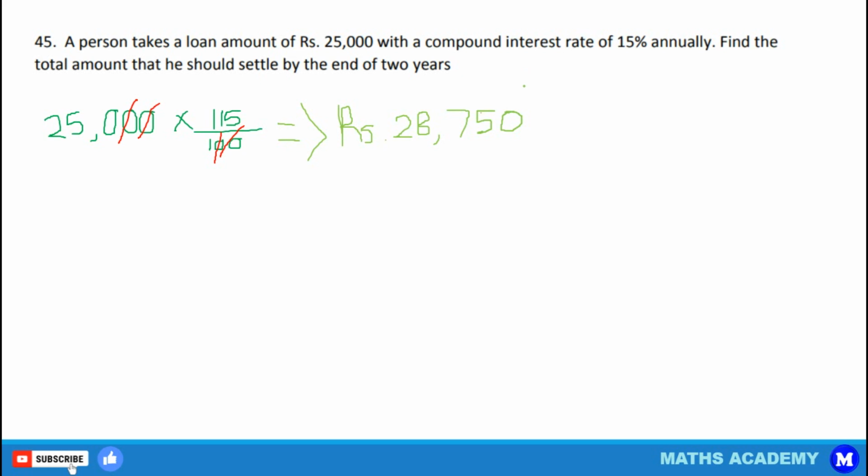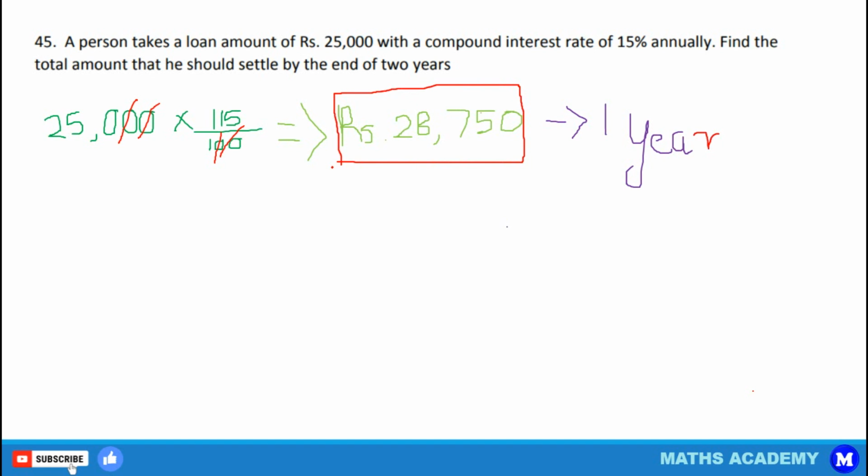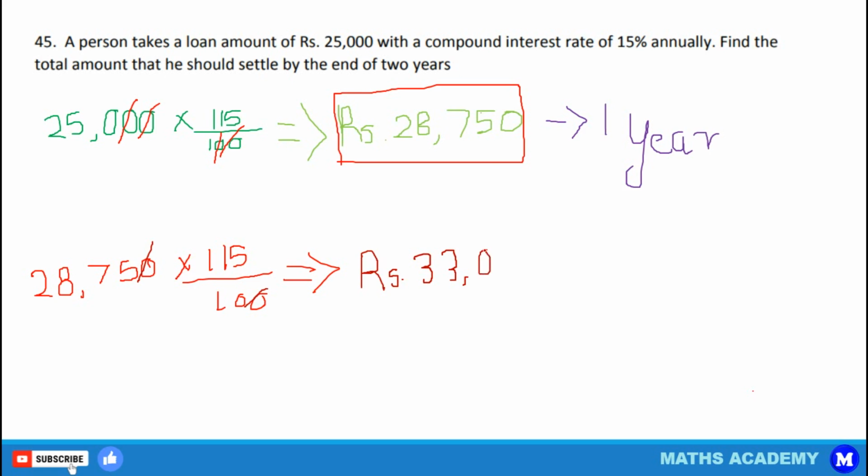So now let's find the amount to be paid in the second year. So to find that, you should take this amount, that is 28,750, and you should multiply it with 115 over 100. So this will be the amount that he should pay at the end of 2 years. The amount will be 33,062.50 cents. So I hope you understood it. With that, let's move on to the next slide.